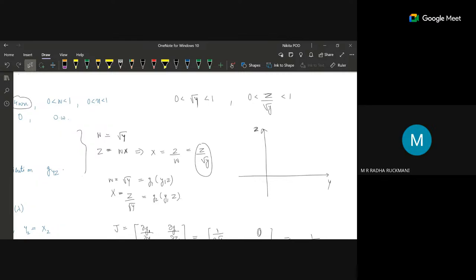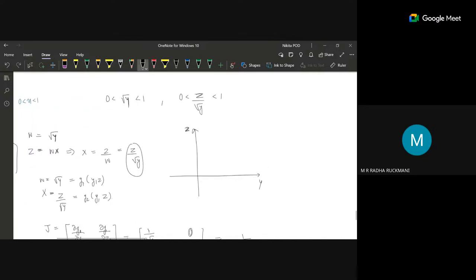And zero less than z by root y less than one means it can be zero less than z less than root y. So z square would be less than y. So y equals z square, how will it look? Y equals z square.